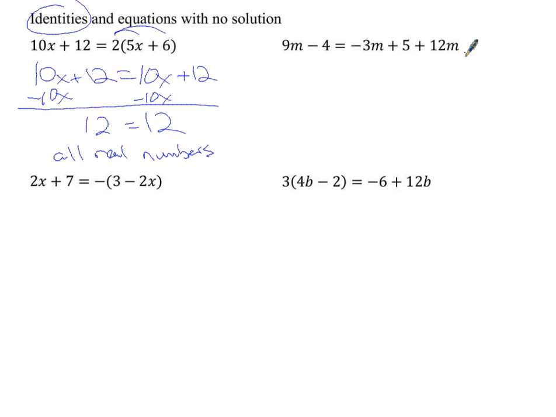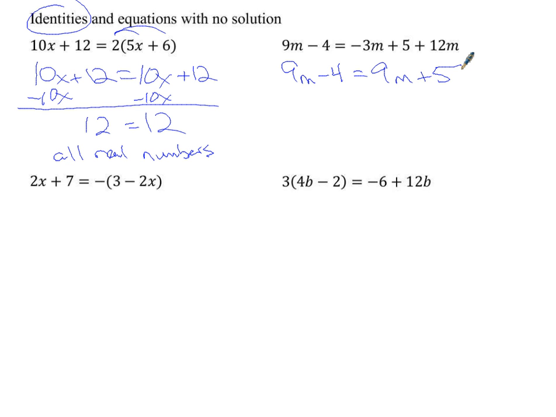Let's take a look at the second problem. 9m minus 4 equals negative 3m plus 5 plus 12m. What should we do first? Yes, combine like terms. On the left side, do we have any like terms to combine? No. On the right side, do we have any like terms to combine? Yes. So on the left, I will rewrite 9m minus 4 equals, I got negative 3m plus 12m becomes 9m.